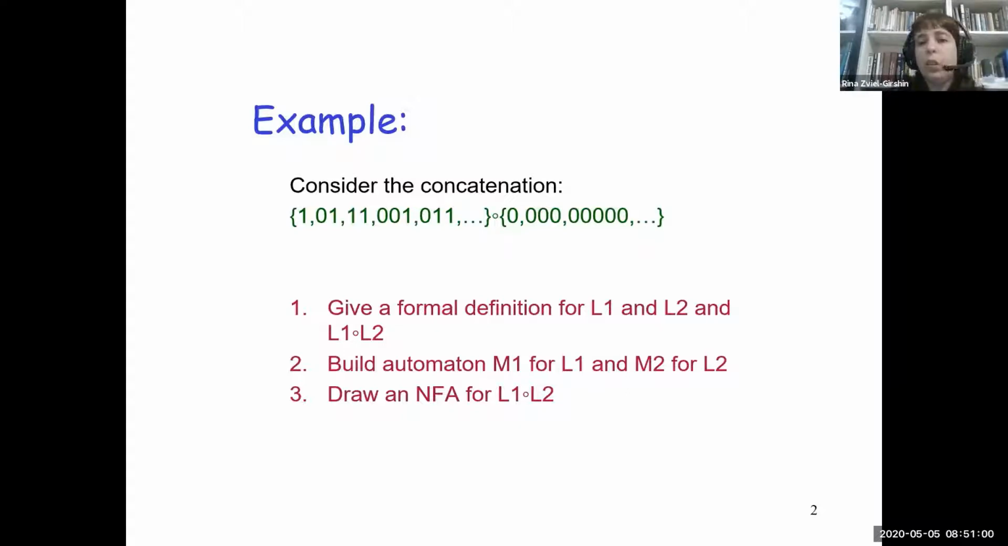You are given the concatenation of 2 languages. The first language is 1, 01, 11, 001, 011, and it continues. Concatenation with 0, 000, 00000, and so on. The first question: I will give you a minute or 2 minutes to do it by yourself. Give a formal definition for language L1, then for language L2, and then for language L1 concatenation L2.